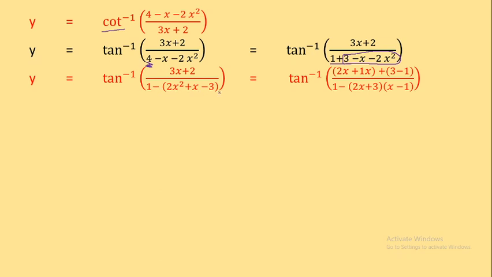2x square plus x minus 3. Now this is a quadratic equation, and I think everybody knows how to solve it. If you solve this equation, you will get these two as your factors. And I've told you first what we have to do: their product, that is multiplication, should be below and their addition should be up.